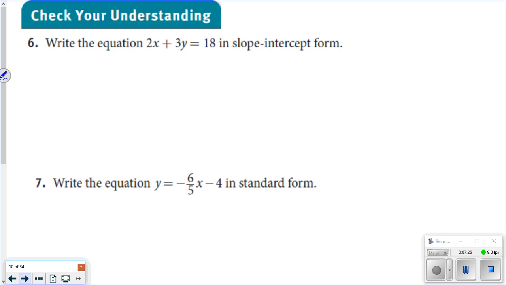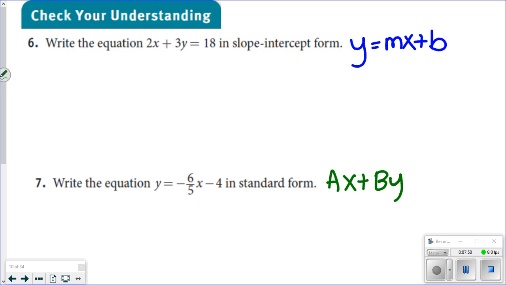Questions 6 and 7. I really want you to pause the video and try to do these questions on your own. You're going to take question 6. It's in standard form and you're going to convert it to slope-intercept form. Question 7 is in slope-intercept form, and you're going to convert it to standard. So I want you to try your best. You can do it.